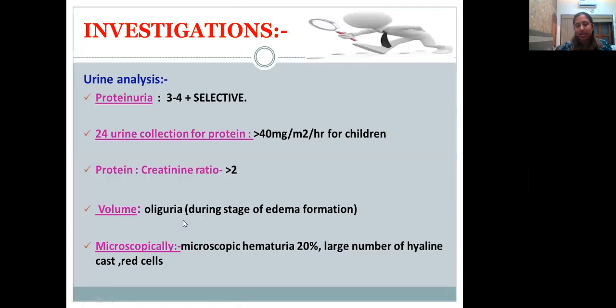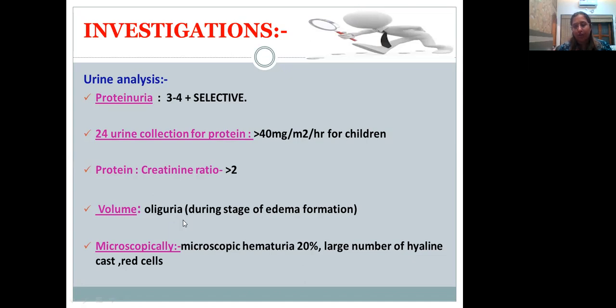So now coming to the investigations. The most important investigations are a combination of both urine and blood analysis. In urine analysis, the defining criterion, proteinuria, has to be present, which is 3 to 4 plus as per the urinary dipstick or on boiling, and it has to be selective proteinuria as well. Then if we are doing 24-hour urine collection for protein, that's a quantitative test for the amount of protein. It has to be in the nephrotic range, that is more than 40 mg per meter square per hour for children. Another important test is the protein creatinine ratio, which if more than 2 is diagnostic of nephrotic syndrome.